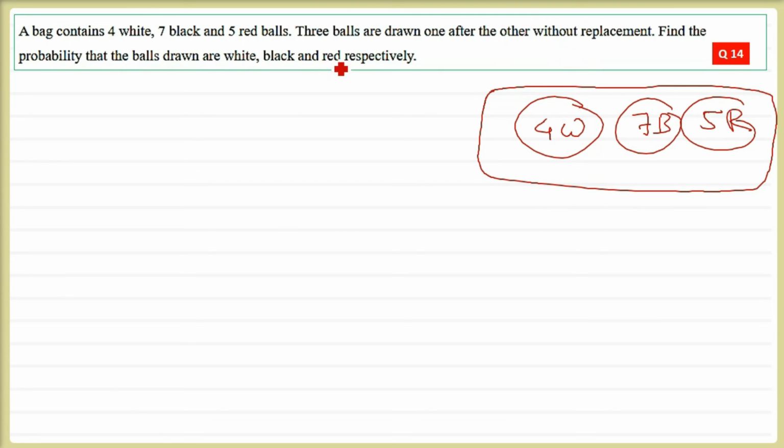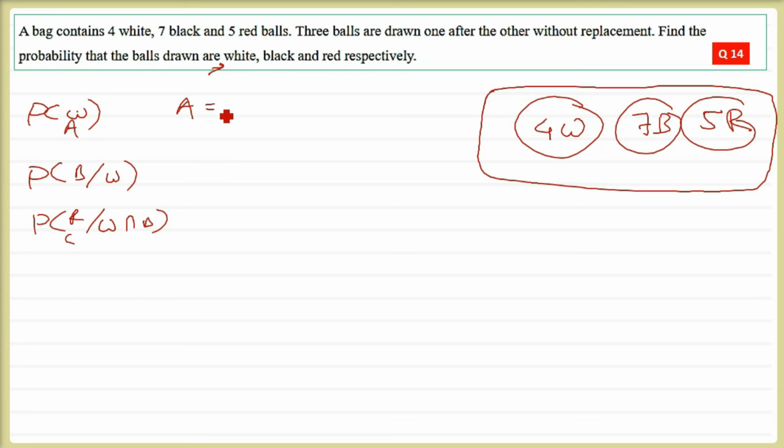Now the balls drawn are white, black and red. So the first time it should come as white. The second time it should come as black, given that a white has previously come, and the probability of getting a red when it is known that white and black have already appeared. So these are the 3 probabilities. I'm writing it in terms of W, B and R just to let you know that we are talking about white, black and red balls. But actually, we write A, B, C. This is the trivial and traditional way of solving probability.